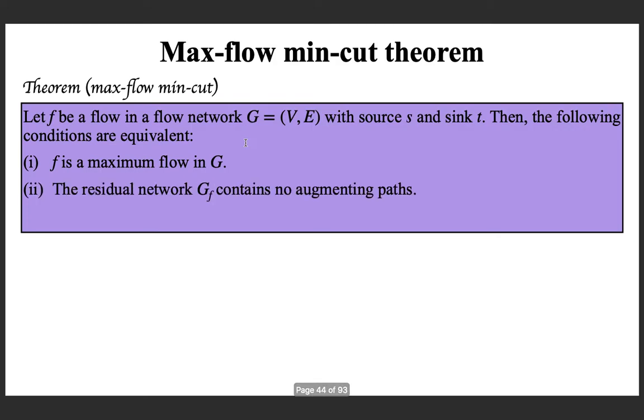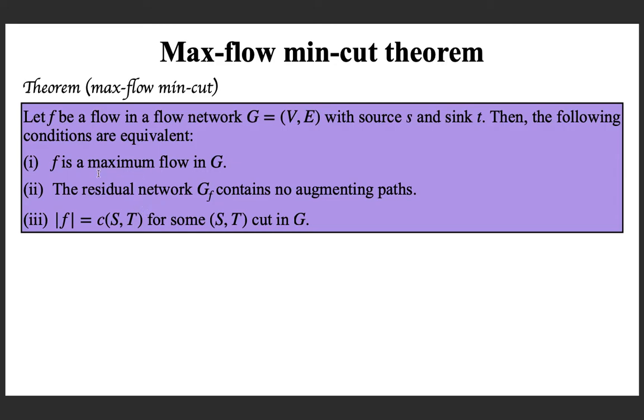Second statement: for that flow and the flow network, the residual network contains no augmenting path. The third one: the value of the flow is the capacity of an ST cut in G. So, the theorem says these three statements are equivalent.